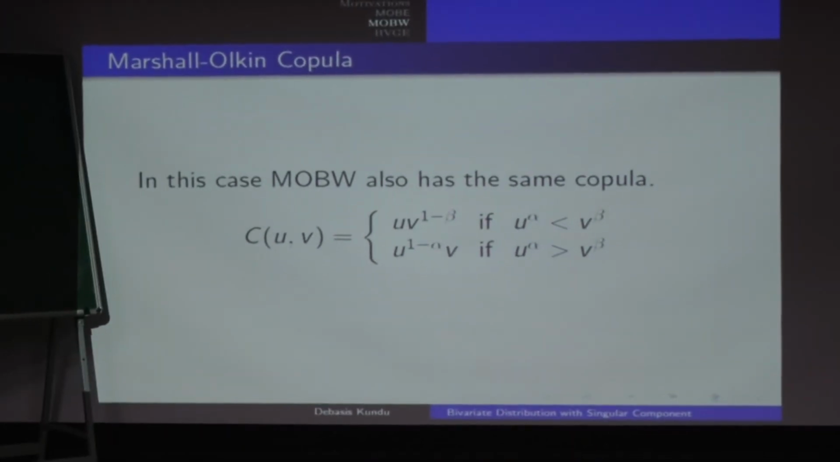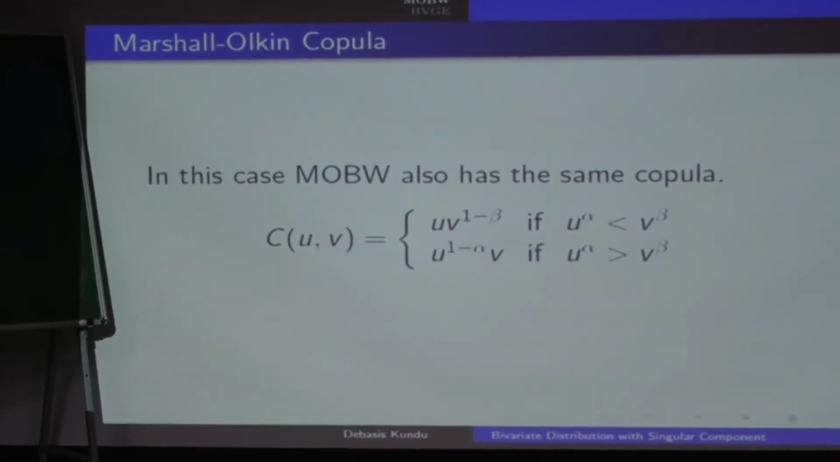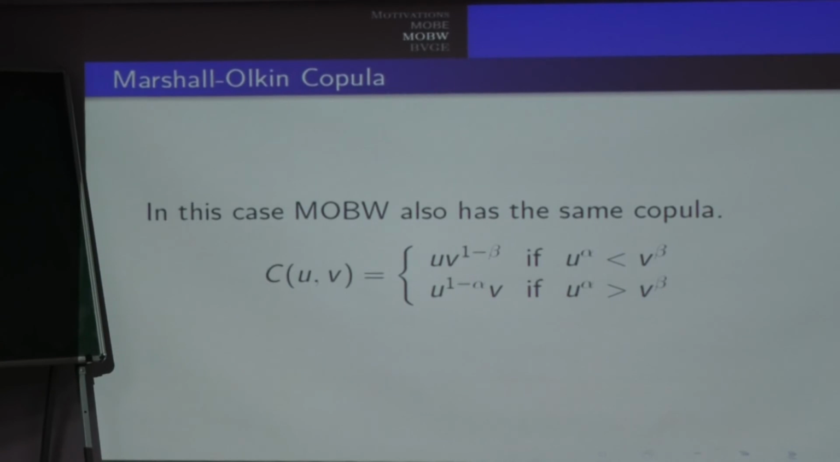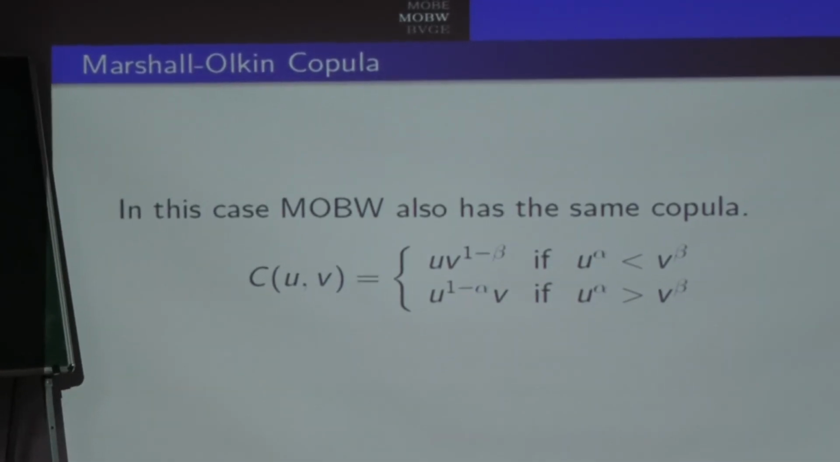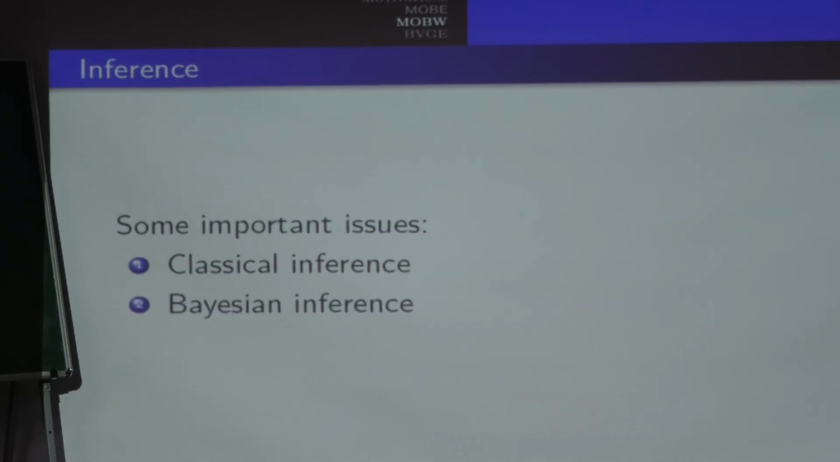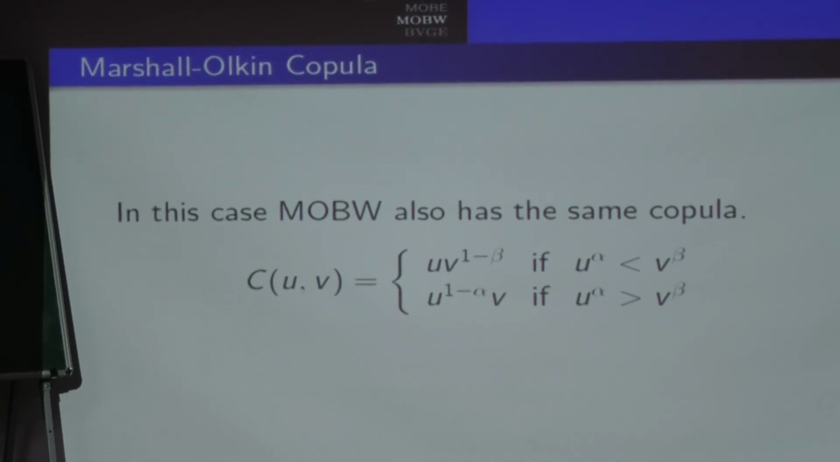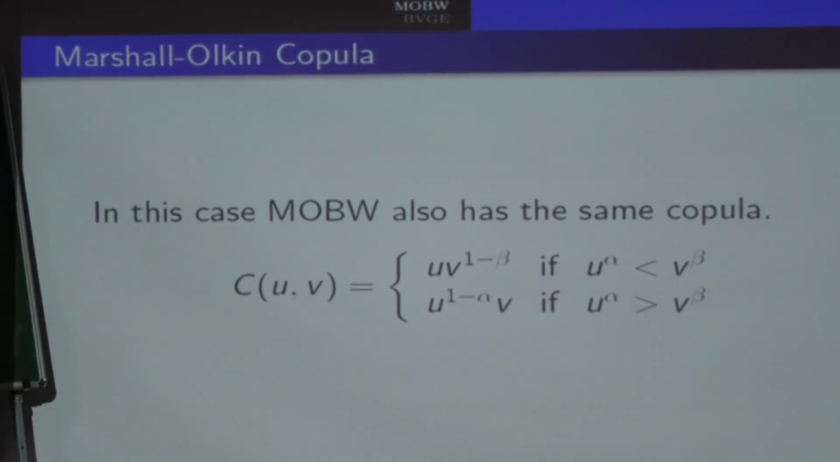If you go back to the same calculations, and look at the copula now, because you have the survival function, you can have the copula, exactly the same things you do. You can see that it has a copula of the same type, the C of U, V, which is exactly the same as what we have in the case of the Marshall-Olkin bivariate exponential. And again, if you take alpha equal to beta, then you get back to the simple case. So I have exactly the same copula that we had in the Marshall-Olkin bivariate exponential.